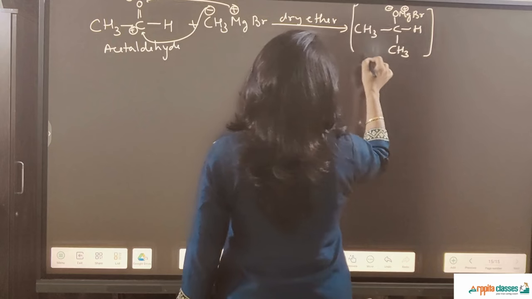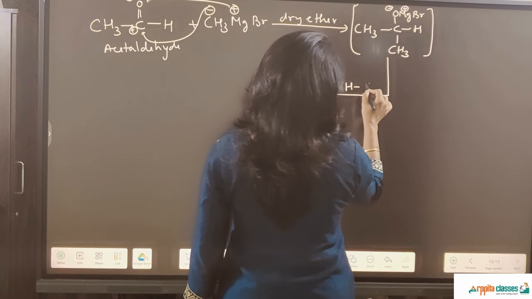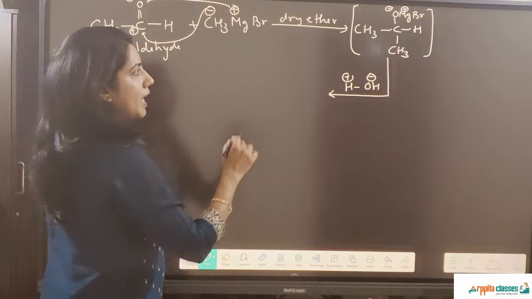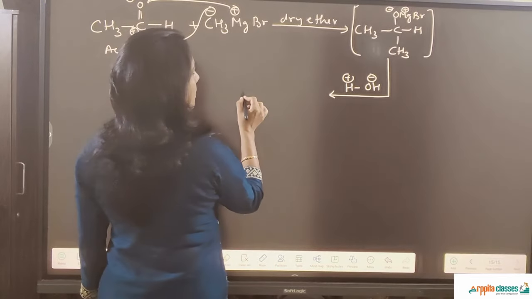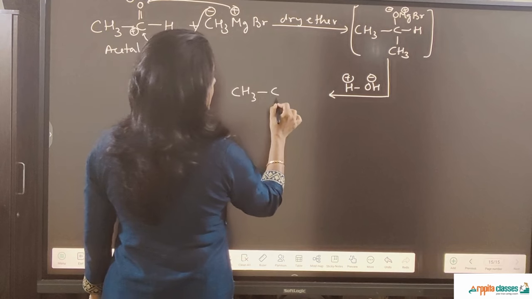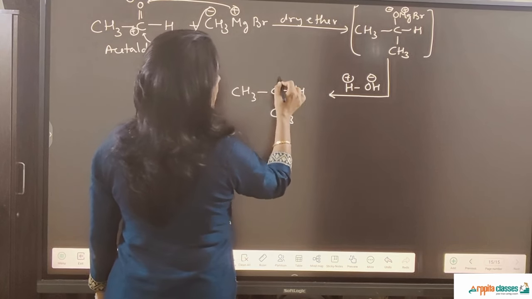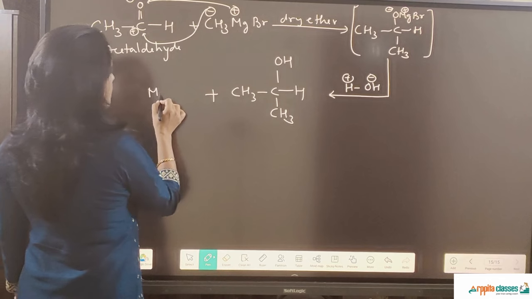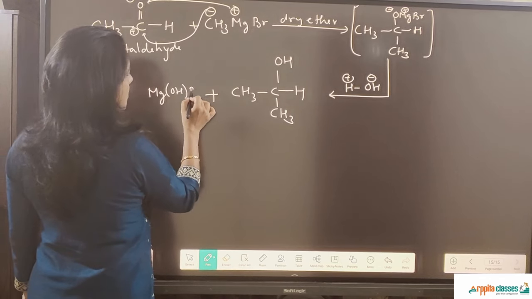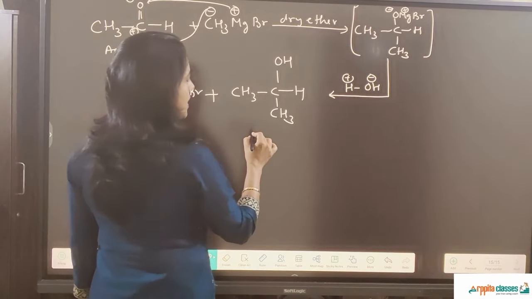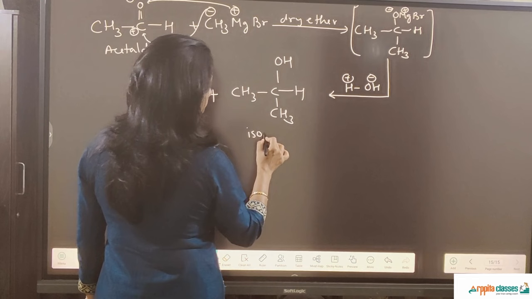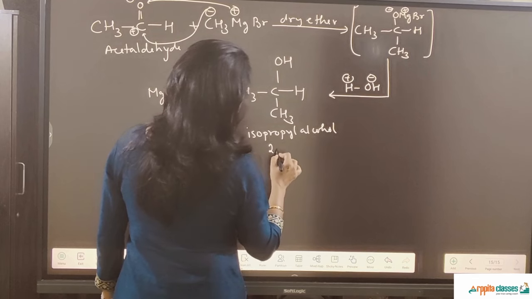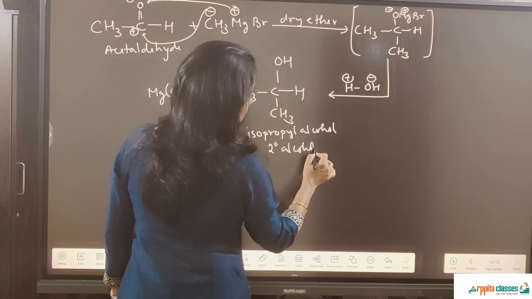So this is the complex, and now this complex is treated with HOH. This is minus, this is plus. Break the bond between O and Mg and give the positive to the negative and the negative to the positive. So you get CH3, CH, CH3, OH. The bond between OMg is broken and H plus gets attached to the oxygen and Mg takes OH. So you get this as the byproduct. What is this? This is isopropyl alcohol, and this is a 2 degree alcohol.